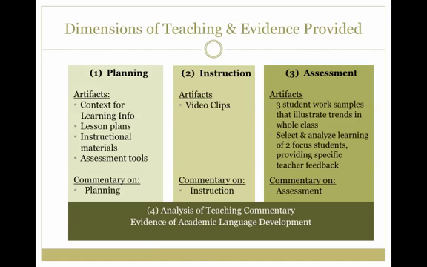A second way to see the TPA at the 10,000-foot level is this visual schema. It highlights the major dimensions of teaching assessed as candidates complete the 4 tasks and the specific evidence provided. The schema shows different artifacts associated with each of the tasks. So, for example, within the planning task, the artifacts are context for learning information, lesson plans, instructional materials, and assessment tools. It also shows that there are written commentaries that go with each of the tasks.